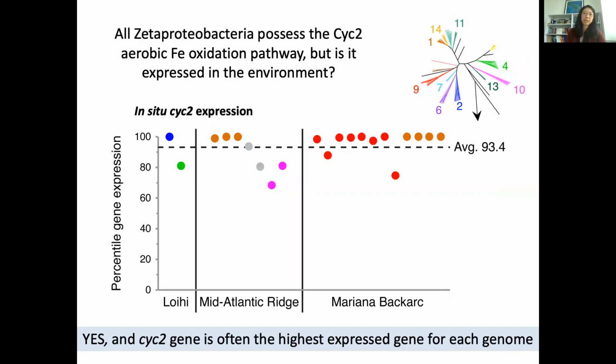So what I'm showing here is how high it's expressed. We show this in percentile, right? So 100th percentile is the top expressed gene. For the most part, the average is the 93rd percentile, which is quite high. You see for many of these organisms in all three sites, it is the top or near the top expressed gene. And so it's very important to these metabolisms. The ones that are exceptions tend to be the deeper branching, the family 2.